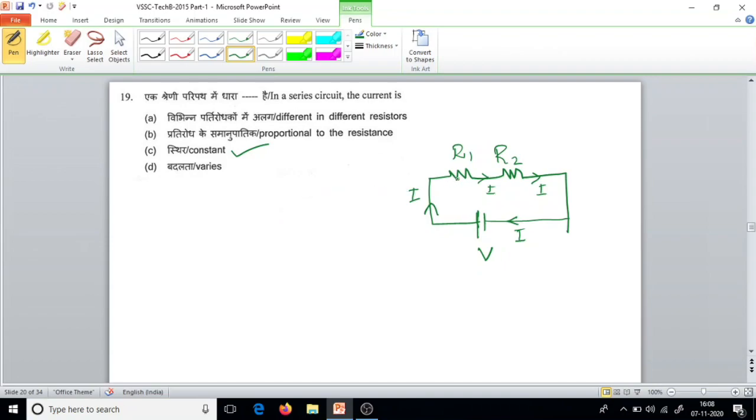It is not proportional to each capacitor. Different in different capacitors. So we'll go to the next question.